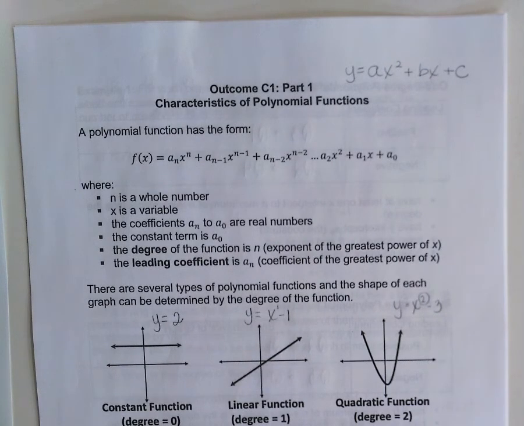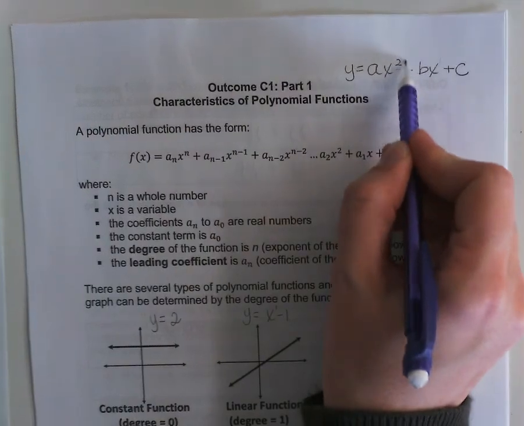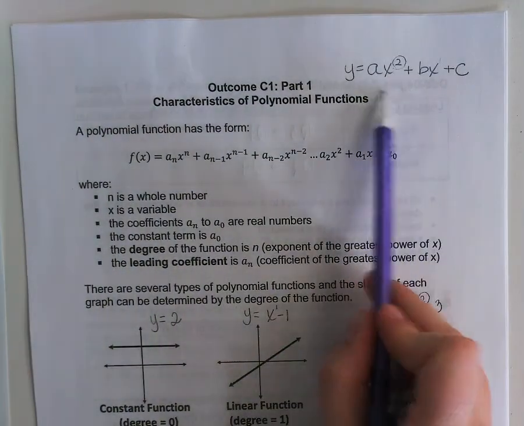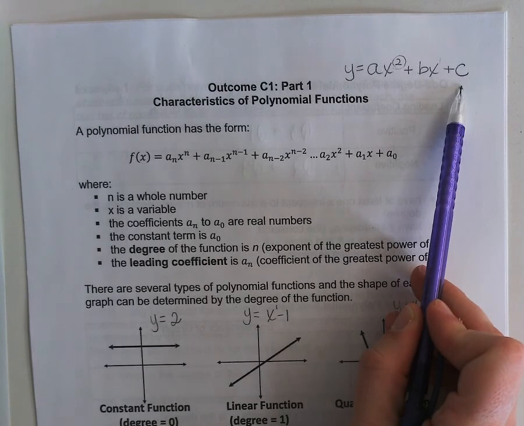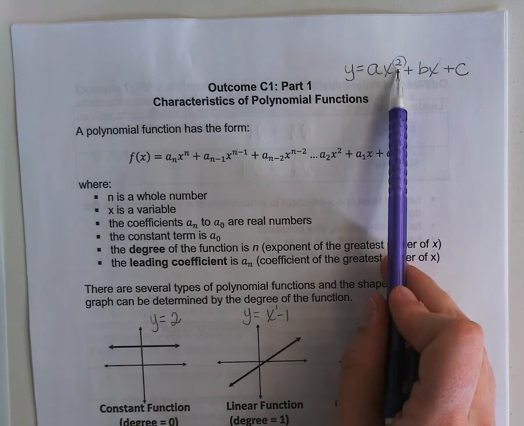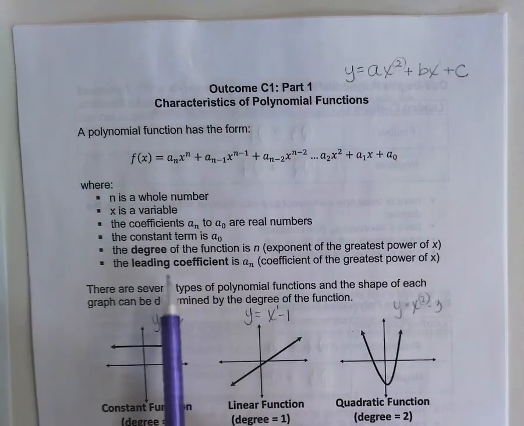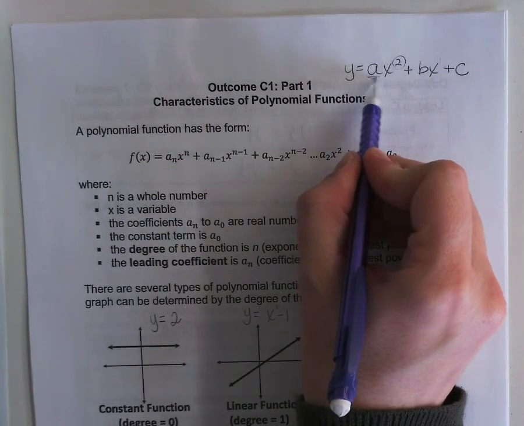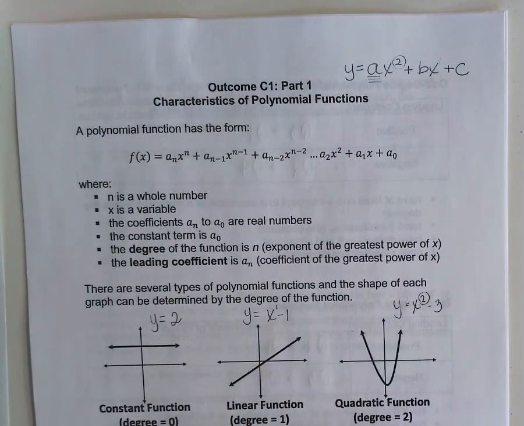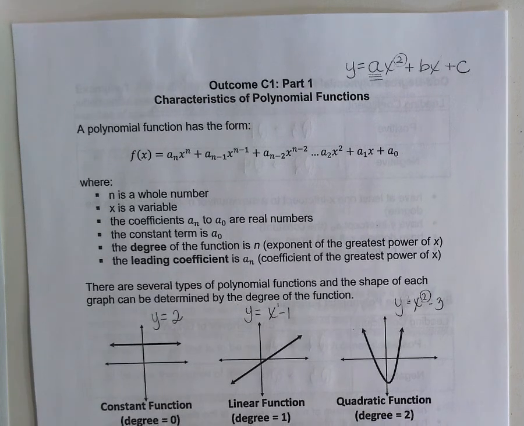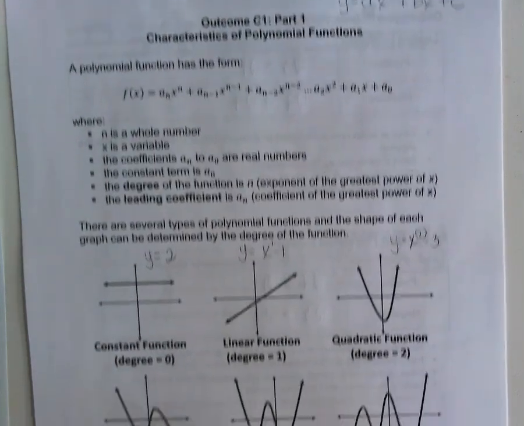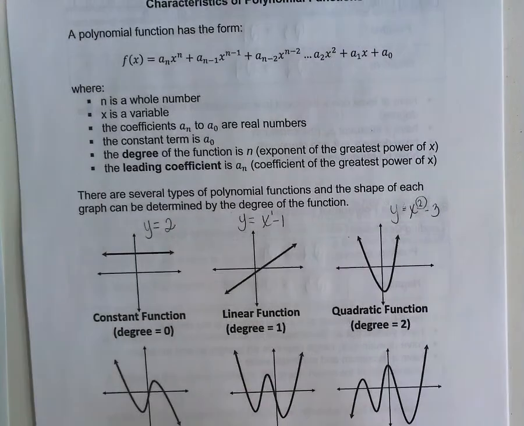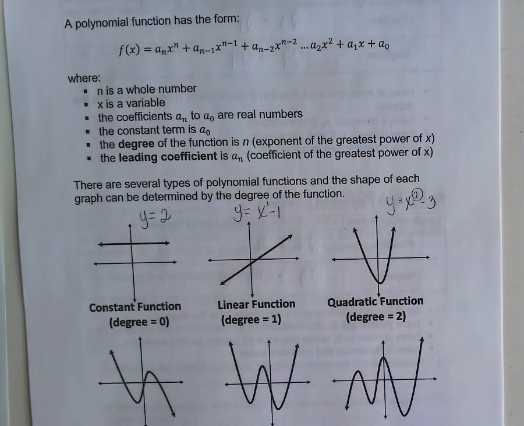The degree of the function, as I was saying, is the highest power. So in this example, this quadratic is of degree 2. If I had a cubic function, it would be degree 3. And the leading coefficient, a base n, is the coefficient that's in front of the highest power. We call that the leading coefficient, and it tells us a great deal about the polynomial function that we're working with.